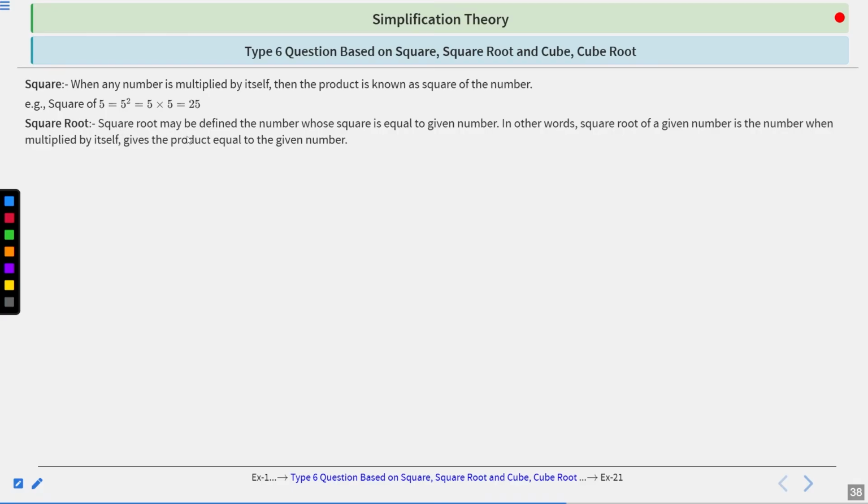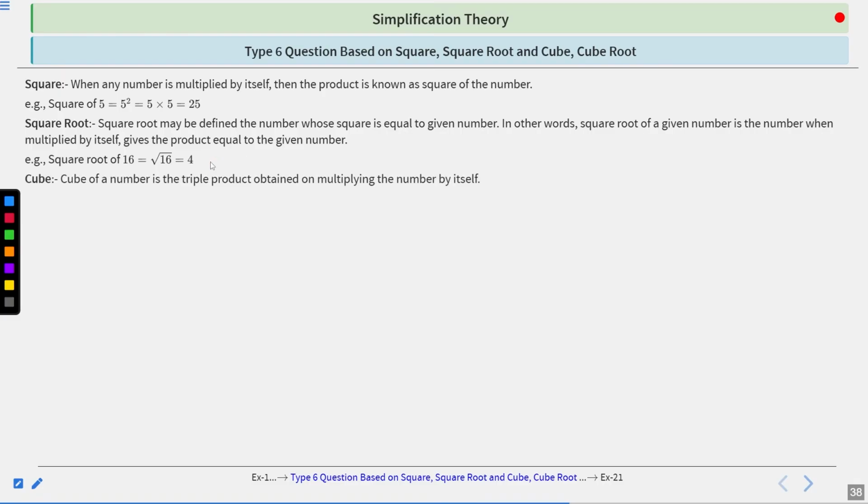Square root. Square root may be defined as the number whose square is equal to the given number. In other words, square root of a given number is the number which, when multiplied by itself, gives the product equal to the given number. For example, square root of 16 becomes under root 16. Square root of 16 is equal to 4.